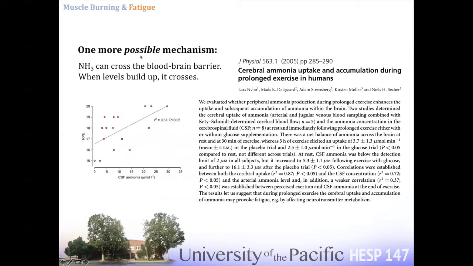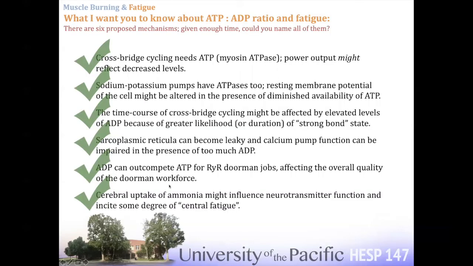And then just remember the ammonia. This can cross the blood-brain barrier. So if you're doing a bunch of activity, you go through that adenylate kinase reaction. So two ADPs, you take from one and give to the other, and you get ATP and AMP, and then AMP deaminase. You're going to create ammonia and IMP, inosine monophosphate. That ammonia, if you build up too much of that, can cross the blood-brain barrier and get in. One proposed mechanism of central fatigue: that cerebral uptake of ammonia.